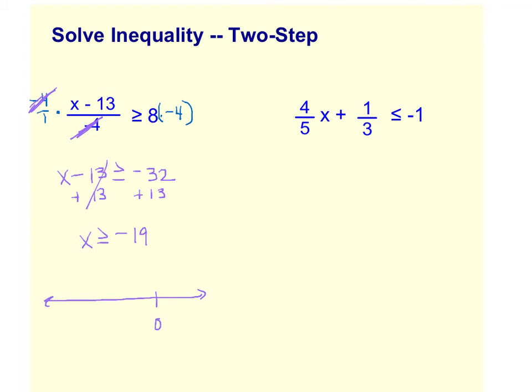0 would be over here, a negative 19 would be over there. X is greater than or equal to, the or equal to has us fill in the circle because we're allowed to equal the negative 19. And greater than, we are going to shade to the right all the values that are greater than negative 19.